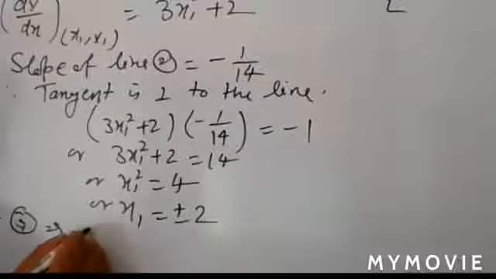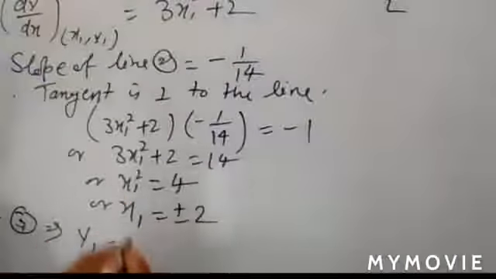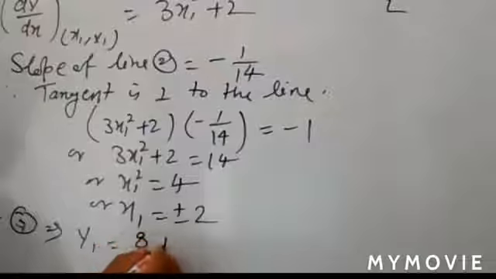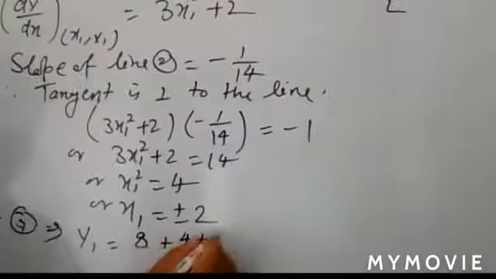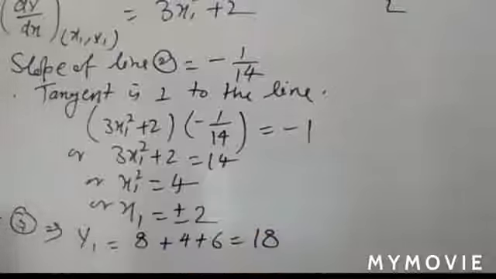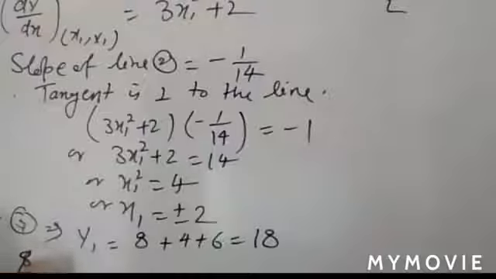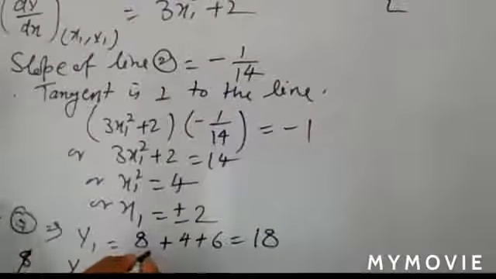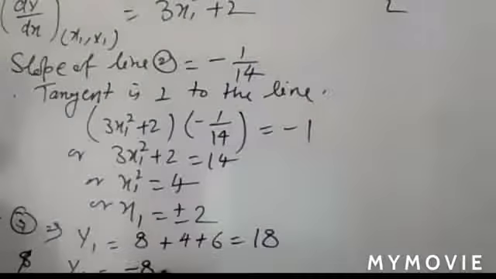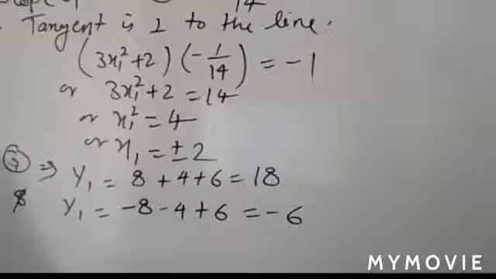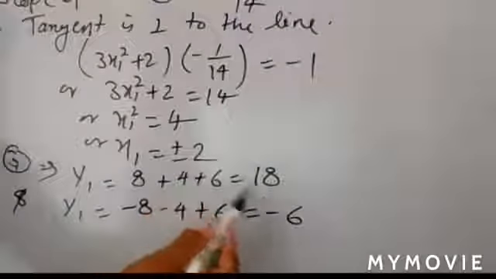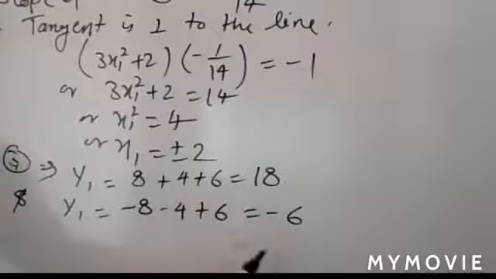So first of all, here you put x is equal to 2 in the third equation. So you have 8 plus 4 plus 6, so you have 18. So one of the points on the curve is (2, 18). And if you put x equal to -2, you have -8, -4, and plus 6. So your result is -6. In this way, you have 2 points on the curve: your first point is (2, 18) and your second point is (-2, -6).